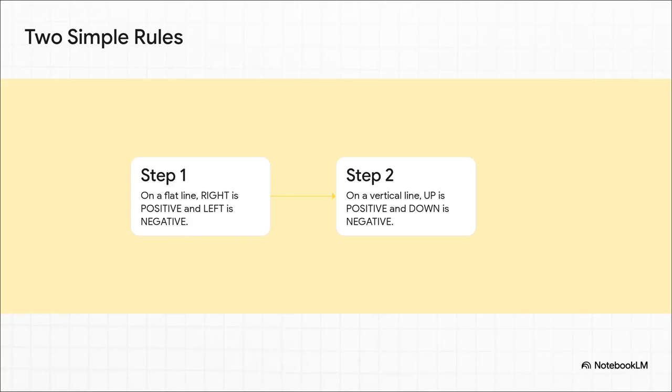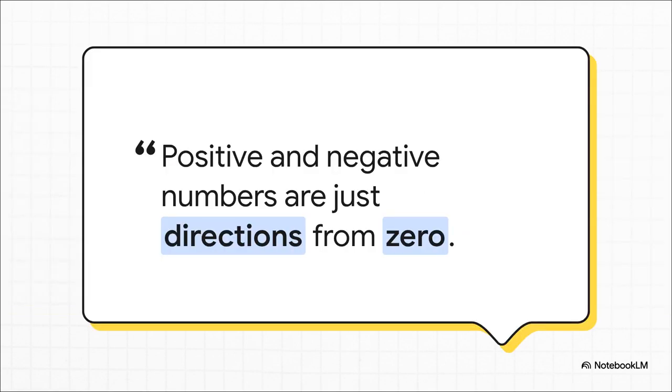It honestly just comes down to these two simple rules of direction. On a flat line, going right is positive and going left is negative. And on a vertical line, going up is positive and going down is negative. That's it. That's the whole system. So if you remember just one thing from all of this, let it be this. Positive and negative numbers are not strange or complicated. They are simply directions from 0.